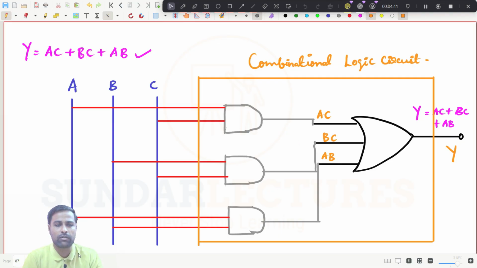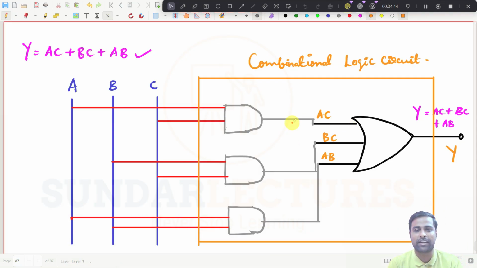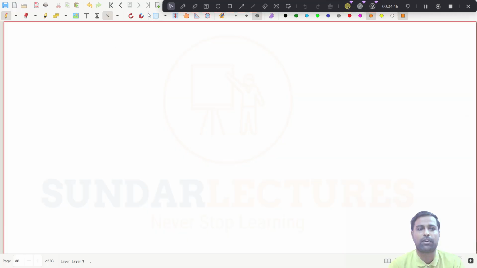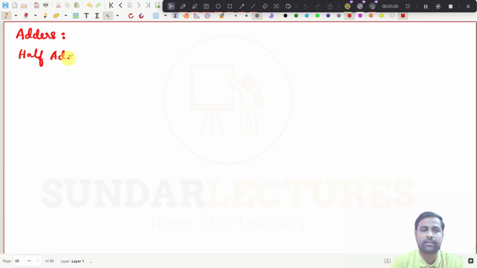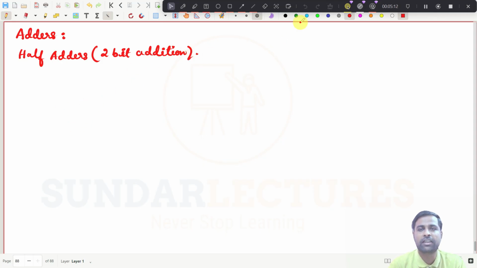So what we will do now, I have just given you an example to understand, but the applications are very simple. First we will go for adders. What are adders? I will just write it as half adders. And what is a half adder? It is 2-bit addition. That is the idea. What is 2-bit addition now? It means you have to write the truth table for this one.